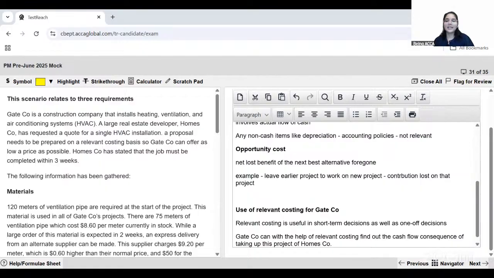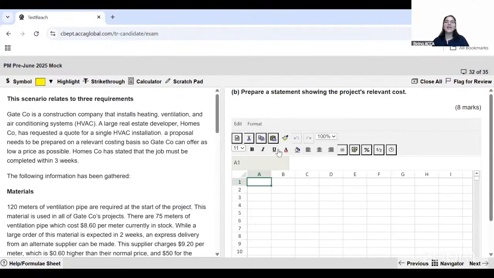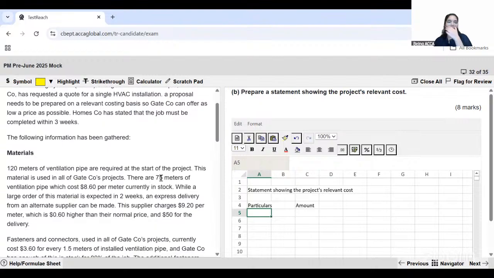Okay. So let us now move ahead to part B. Part B says we have to prepare a statement showing the project's relevant cost. This is an 8 marks worth of requirement. So let's prepare a statement showing the project's relevant cost. We are going to put in the particulars. We are also going to put in the amount. So let's do this. Let's now read the information one by one.